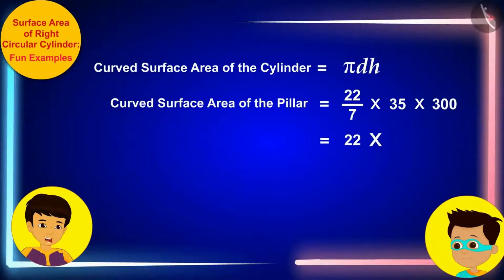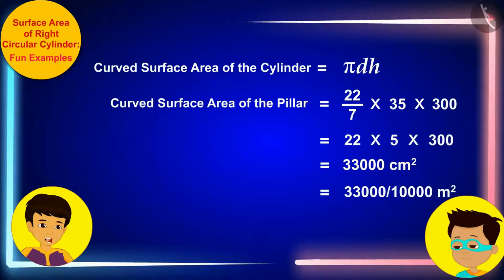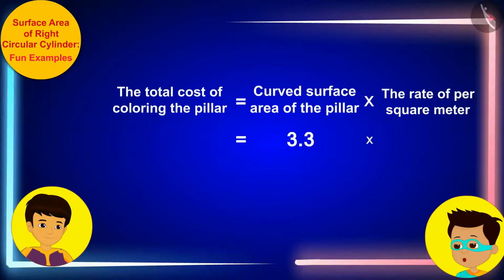On solving in this way, we can see that the curved surface area of the cylindrical pillar is 33,000 square centimeters or 33,000 divided by 10,000, that is 3.3 square meters. Yes, Manas. And if we multiply this by per square meter rate of coloring, 200 rupees, in this way, you will find that 660 rupees would be the cost to paint this cylindrical pillar.